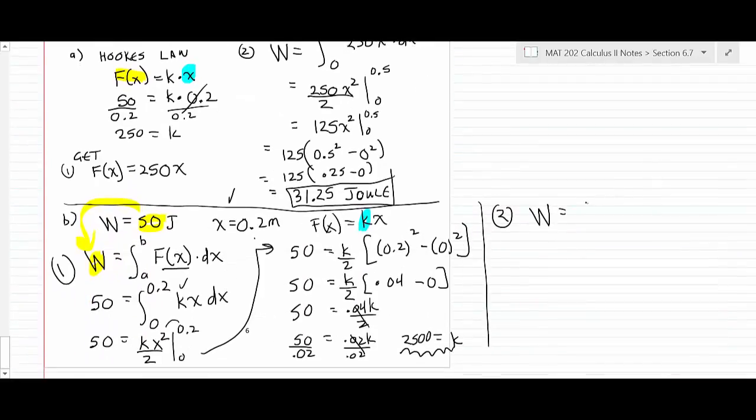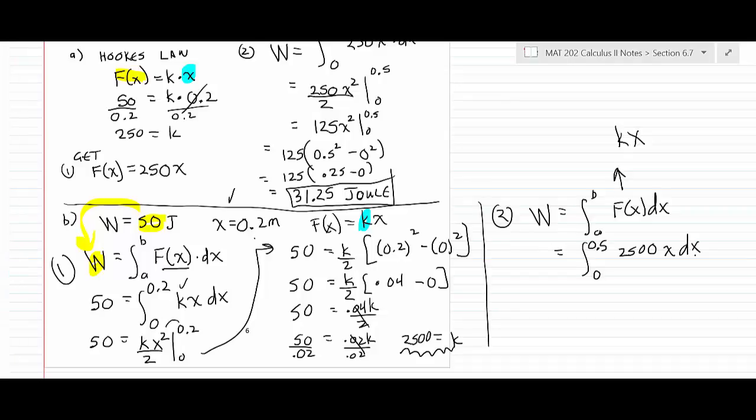So the work, again, is going to be the integral from a to b of f of x dx. Now we know everything. Since we're stretching the spring 0.5, we're going to integrate from equilibrium, which is 0, to that distance, 0.5. And the function, remember Hooke's law is kx, so that's going to be the integral of 2500 x dx, and you're ready to finish up the problem. Is that making sense to everybody? All right, let's go ahead and finish this up.